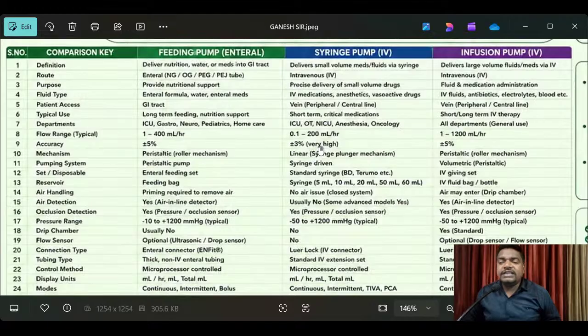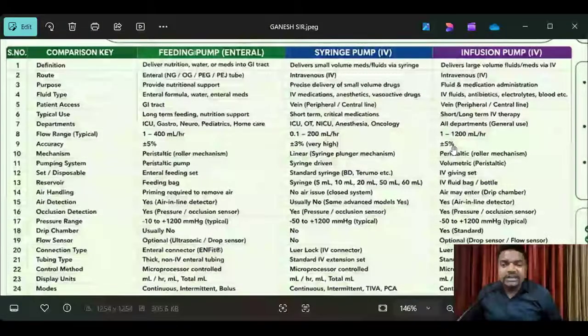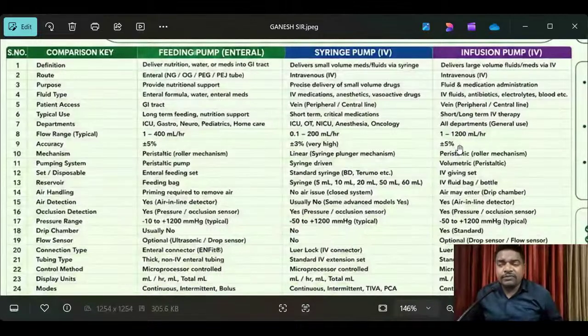And in the syringe pump, see here, plus or minus 3%, very high. This is very high like this in the syringe pump. In the infusion pump, plus or minus 5%. These are the variations and basic standard points I'm going to share here. Try to listen, get the points, and engage in my live sessions. And whoever engages, subscribe now first of all.